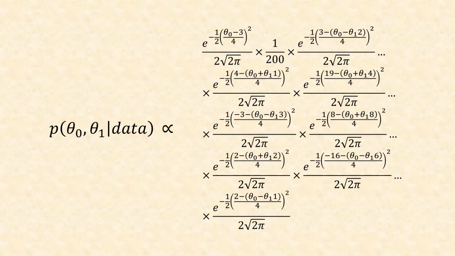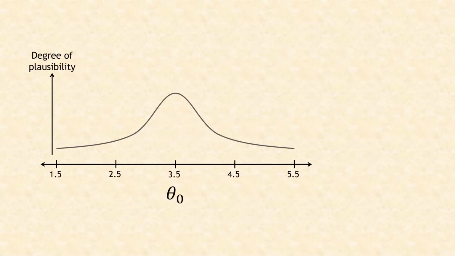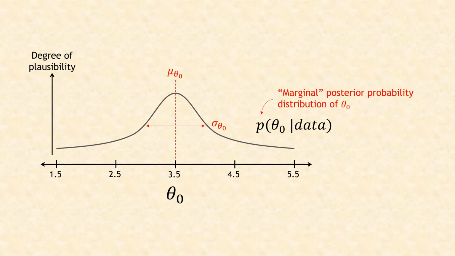But how is this equation related to our final goal, which is really getting an estimate of the parameters individually? For example, at the end of the day, I'd really like a probability distribution function influenced by the data of θ0 by itself. So I could measure the mean or even the standard deviation of it. That's a very good goal, and this individual distribution has a special name called the marginal posterior probability distribution.